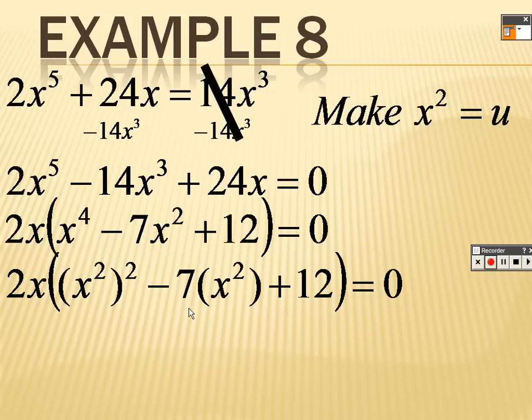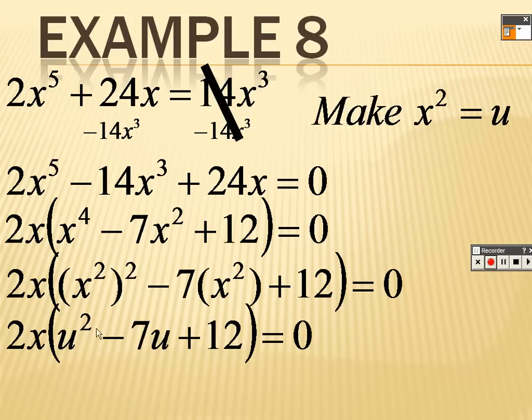So I can try to factor this. And I'm going to put u's in this time instead. So this is actually u squared minus 7u plus 12. Now notice how I didn't replace this x. Everywhere there's an x squared, I put a u in. Not everywhere there's an x. Everywhere there's an x squared, I put a u in.